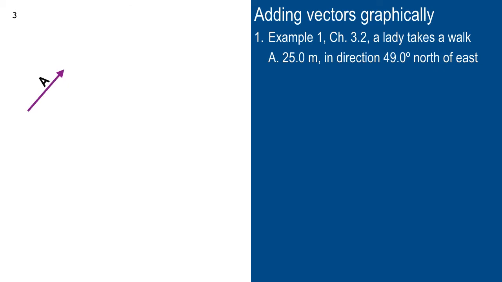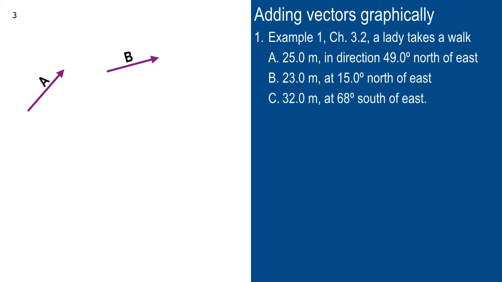So the example is, a lady takes a walk, and the three legs of her walk are given in meters with a direction. So 25 meters in the direction 49.0 degrees north of east. There it is right there. And all these vectors are proportional. Now, in no particular location, I sketched in the second leg, vector B. It's a little shorter, and it's 15 degrees north of east, so not quite as tilted. And it's in the textbook, so you can look it up, and they explain it nicely.